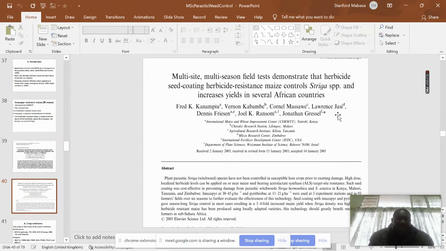So you may read this and you may find how the effectiveness of this imazapyr was evaluated. In Zimbabwe, I think the sites were in Chundura communal area, which is between Gweru and Kwekwe.